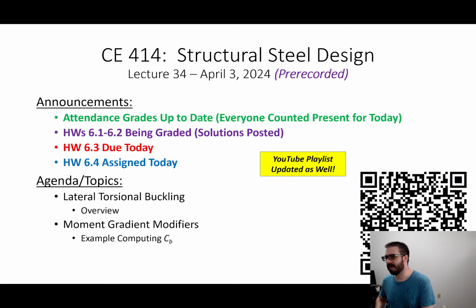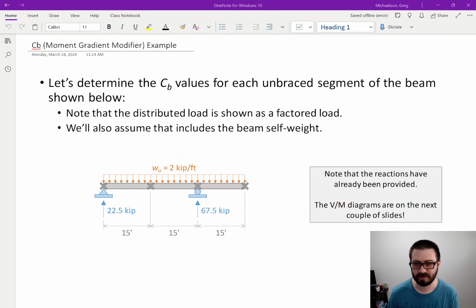But I want to show you the derivation for the solution for LTB and then show you a problem with it. Today's lecture is really going to be focused on how we address that problem, and we address it with what's called a moment gradient modifier, and the term is called CB. With that, let's jump right in. Let me pull up the slides here.